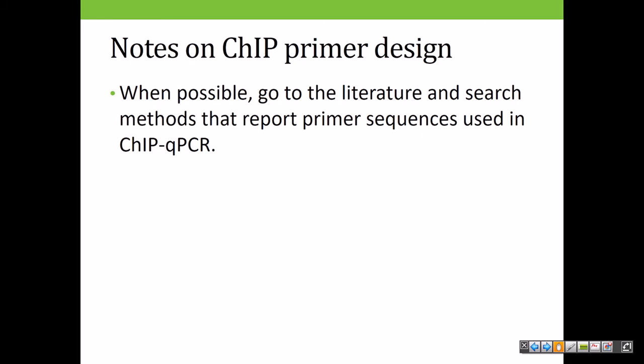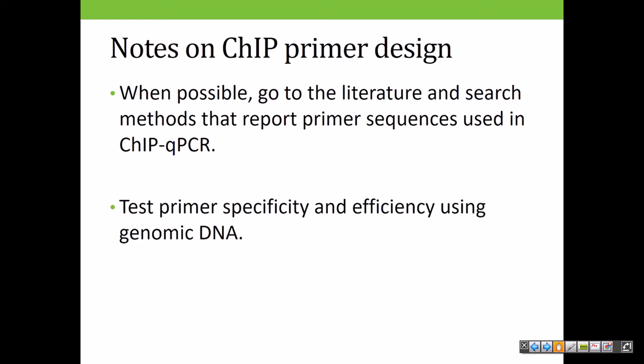When possible, go to the literature and search methods sections that specifically report the forward and reverse primer sequences used for ChIP-qPCR. I don't have experience with other techniques like ChIP-seq, the other more common one. I'm not sure if the same primers would work. I don't think they do, but I could be wrong. But in either case, check for ChIP-qPCR primers in the literature for your target, for your pull down. Test primer specificity and efficiency using genomic DNA, especially if you've designed them yourself. You want to make sure that they're working, and if you give them a great opportunity to function, like genomic DNA, they should be able to work.